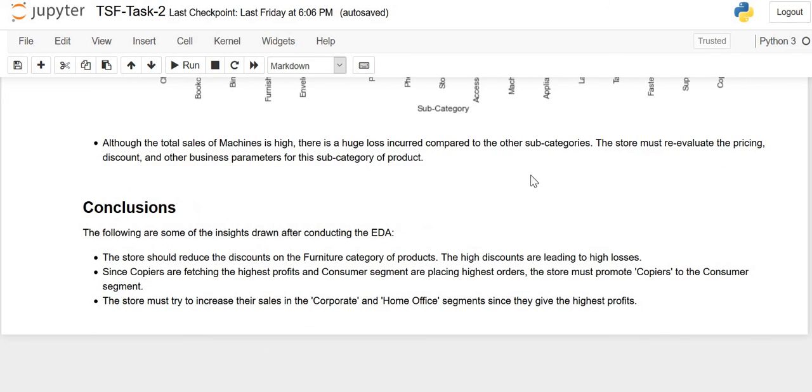So, the following are some of the insights I have drawn after conducting EDA. The store should reduce the discounts on the furniture category of products. The high discounts are leading to higher losses. Since copiers are fetching the highest profits and consumer segment are placing highest orders, the store must promote copiers to the consumer segment. The store must try to increase their sales in the corporate and home office segments since they give the higher profits.